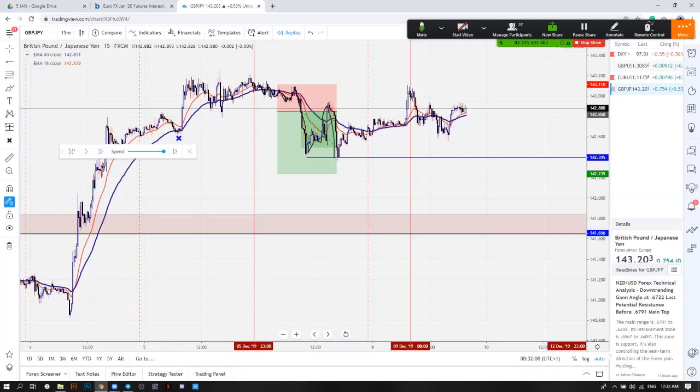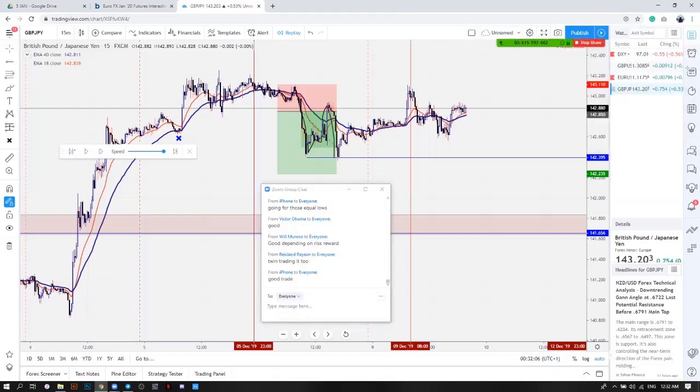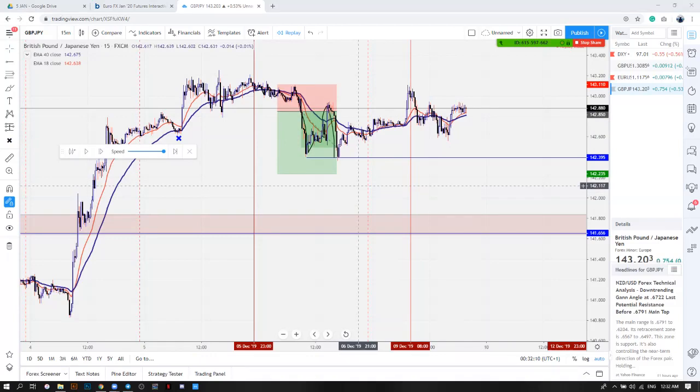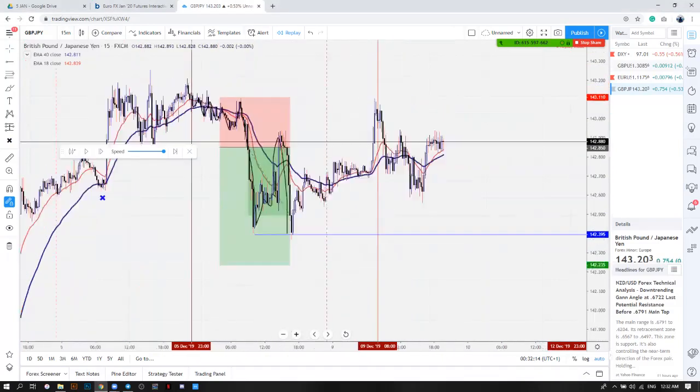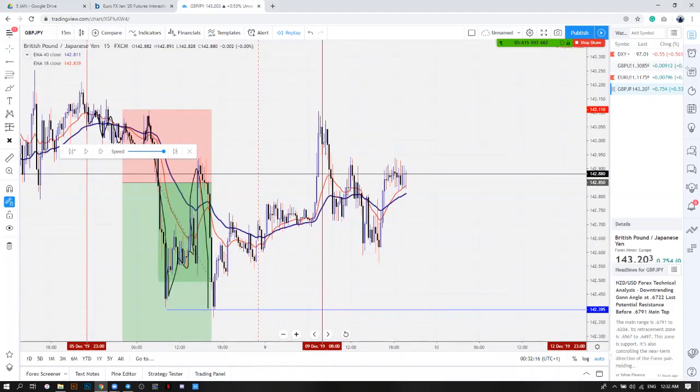And notice immediately you enter, the market went down. ASAP. Okay? It's a good trade. Immediately you enter, the market went down. This is because you're doing what the institutions are doing.